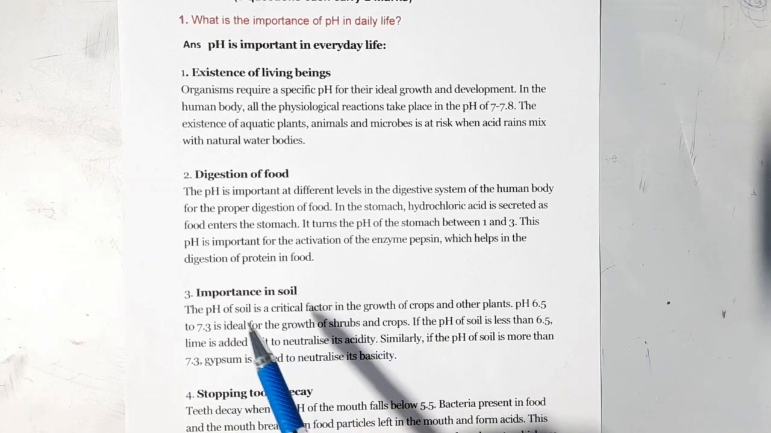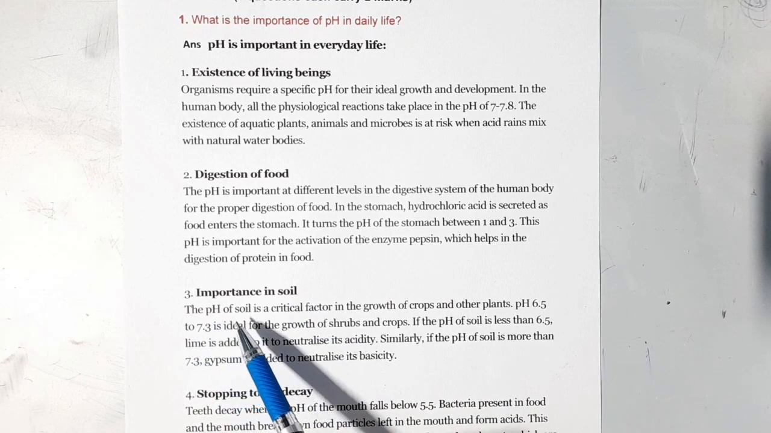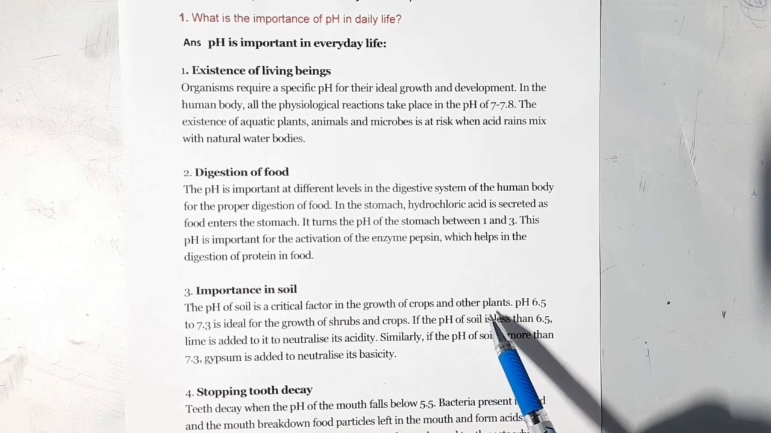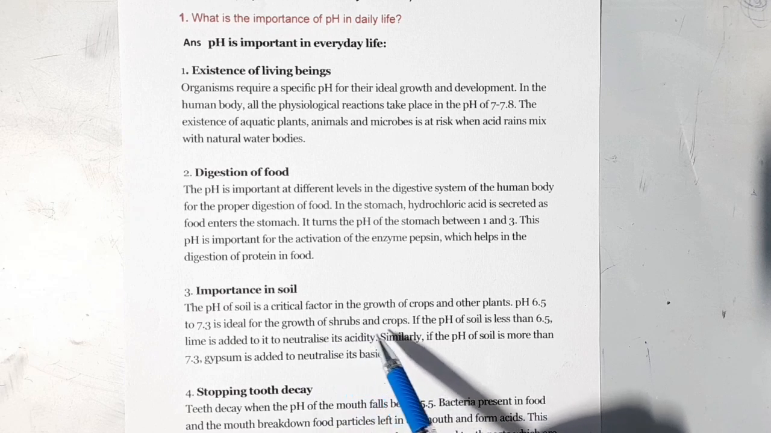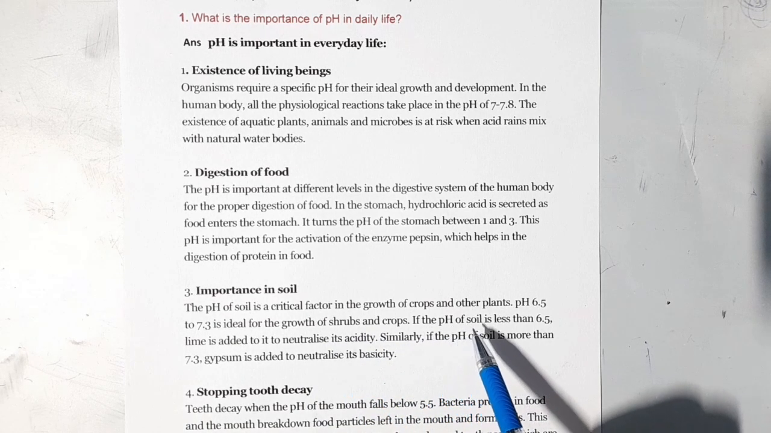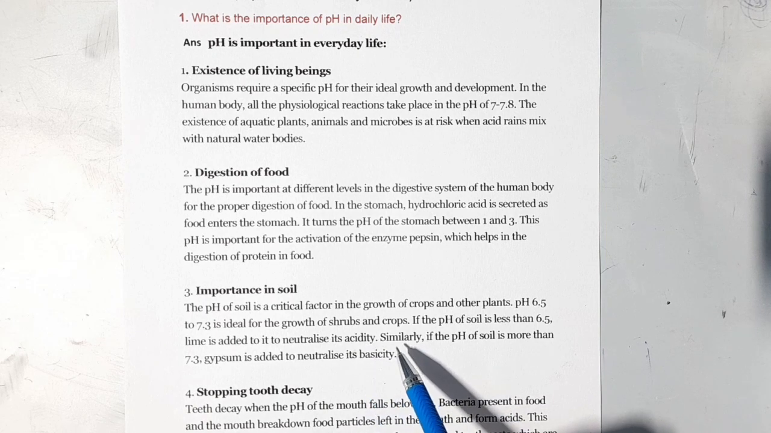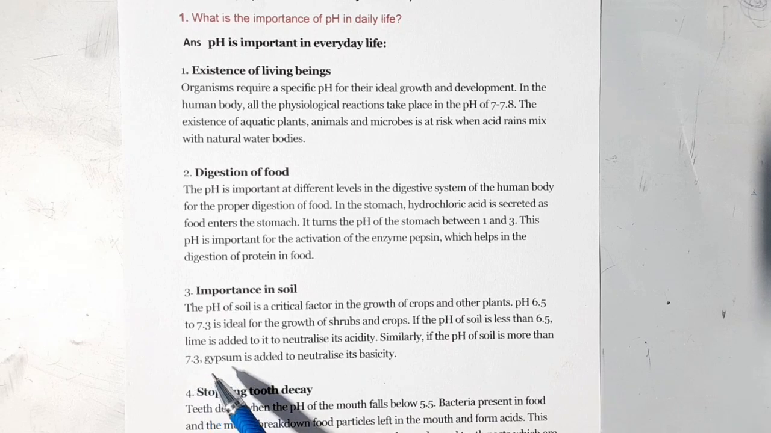Our third point is importance of pH in soil. The pH of soil is a critical factor in the growth of crops and other plants. pH 6.5 to 7.3 is ideal for the growth of shrubs and crops. If the pH of soil is less than 6.5, lime is added to it to neutralize its acidity. Similarly, if the pH of soil is more than 7.3, gypsum is added to neutralize its basicity.